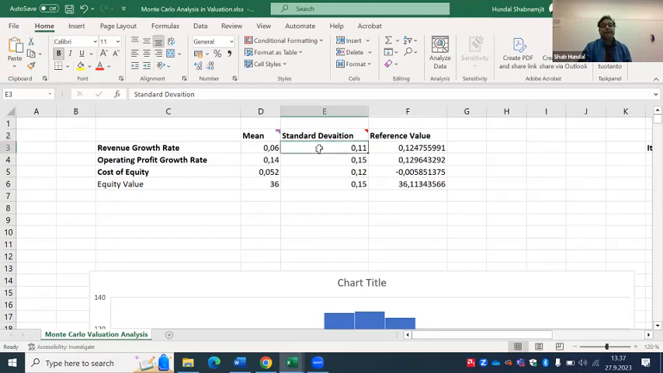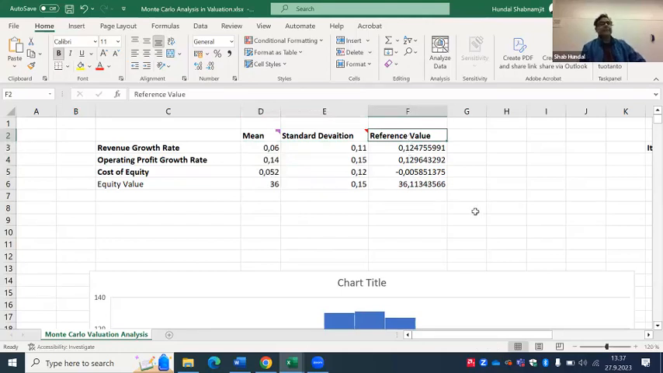And then we have the standard deviation, which means volatility. If you have the last 20 years of data and you find the mean value of the growth rate is this much, what has been the volatility? What has been the variation? That you can measure with the standard deviation. Make sense? Okay.